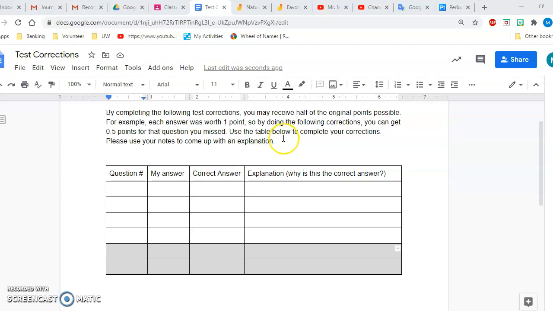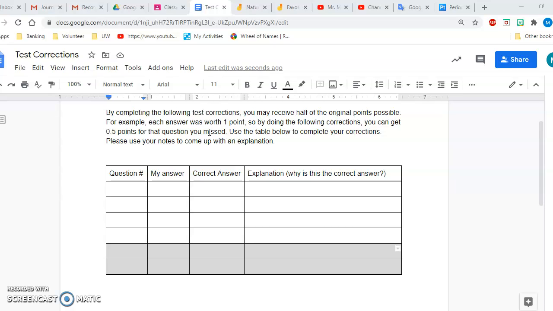So the idea is, if a question is worth 1 point, you can receive half of its original points possible. So if it's 1 point, which all of our answers were for this test, by doing the corrections, you can get up to half a point back on the question you missed. So for example, if you missed 6 points, you could fill out these corrections and get up to 3 total points back.